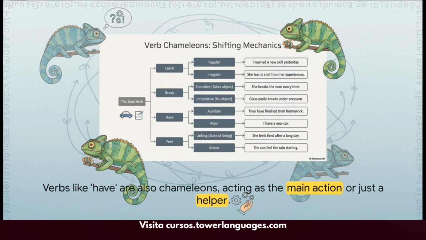And get this, even verbs, the very engines of our sentences, can be chameleons. Take the verb have. It can be the main action, like in I have a car, or it can just be a helper verb, like in they have finished. Teaching students to spot these shifts is a huge step toward real fluency.